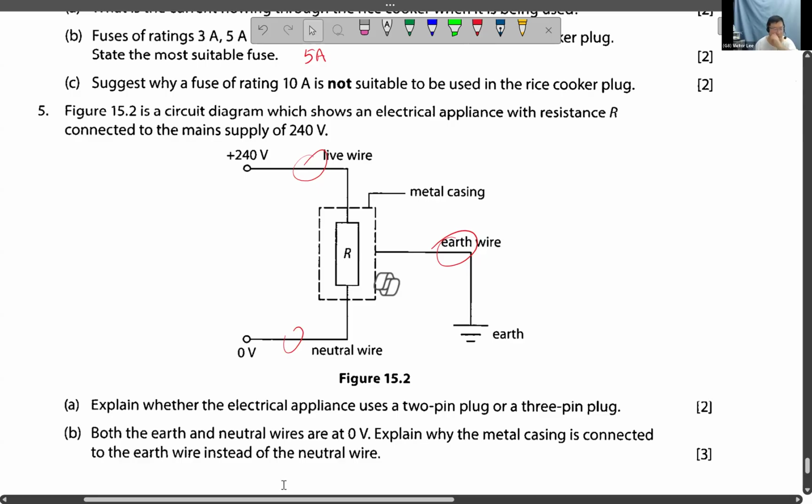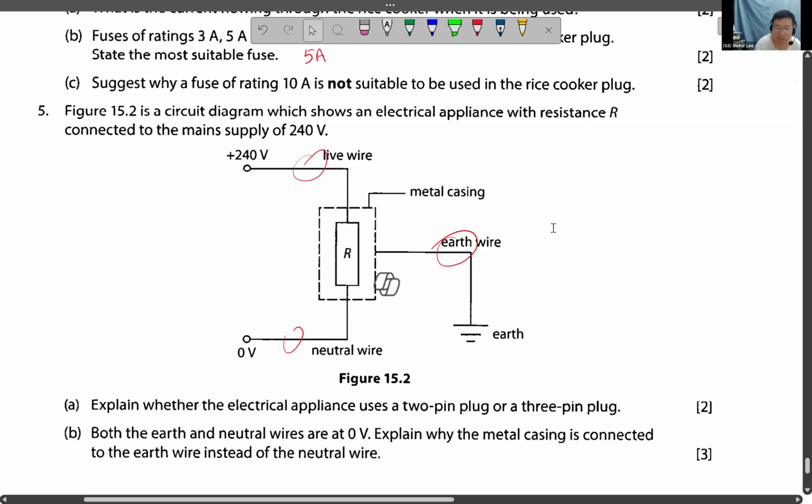Explain why the metal casing is connected to earth instead of neutral. Why does the casing not connect to the neutral? I don't know. Okay, if the casing is connected to neutral, the current flows in from the live to the neutral to the casing. Then my casing becomes live. Current will flow.